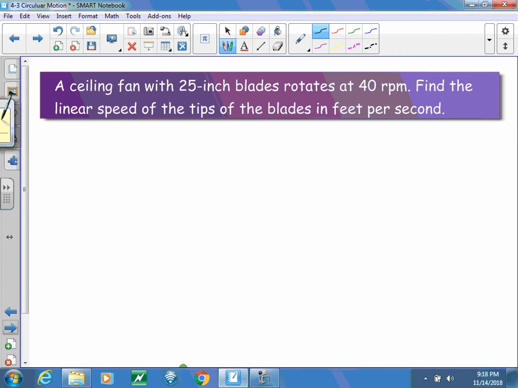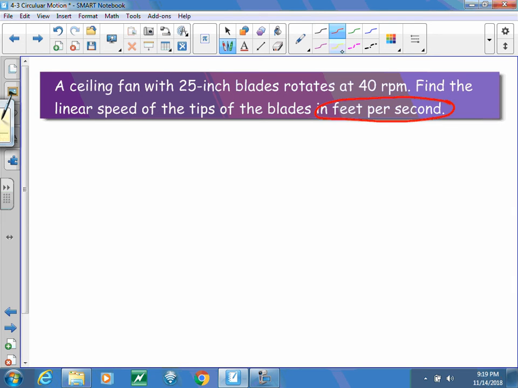Okay, I'm going to show you another example of using unit conversions. You are given the idea of a ceiling fan where we have a certain radius and you're given some rotations per minute, and we want to find the linear speed of the blades. We're going to change it into feet per second. So that's our goal.